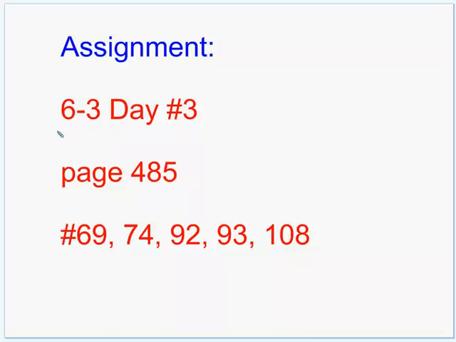Here's the final assignment for this section, 6-3, day 3, page 485. It's just a handful of problems, not too many.